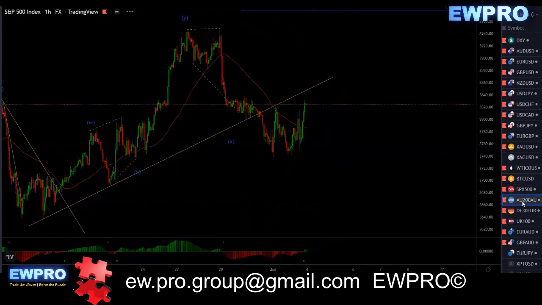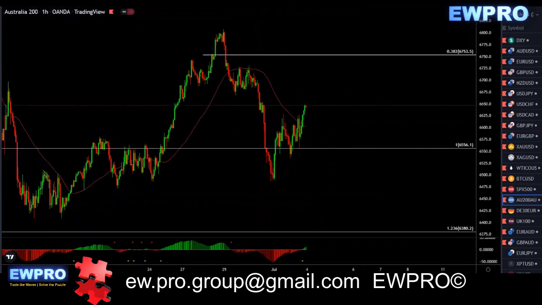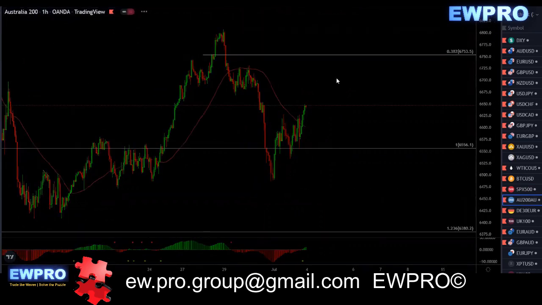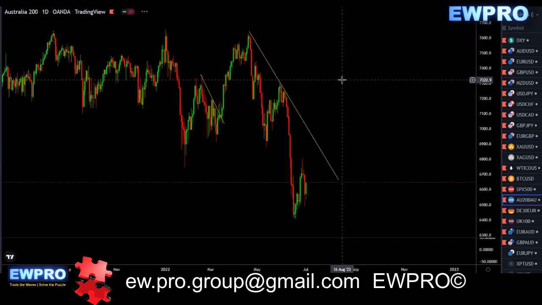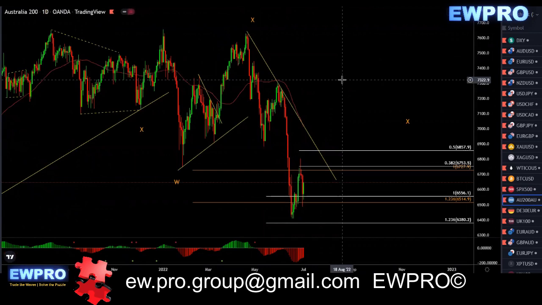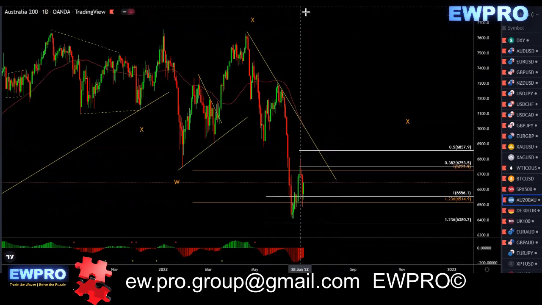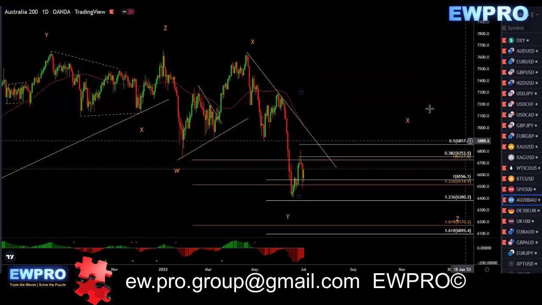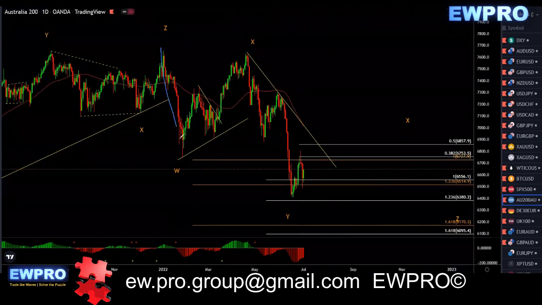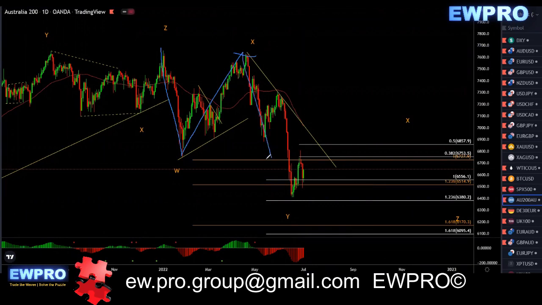AU 200 on the daily. Got a very deep pullback, like I've been mentioning. We've got a WX, very deep pullback. I was just looking for a C down to that 100 fib, but we got a wave Y. It's gone down to that 123.6, and it can even come down to this 161.8. We're still in this wave Y.